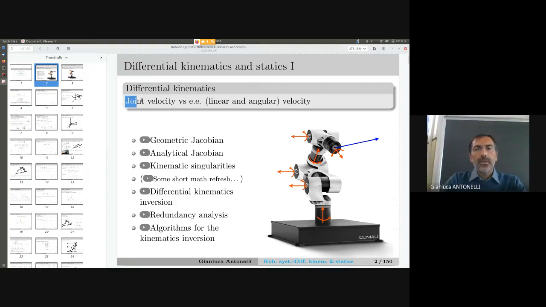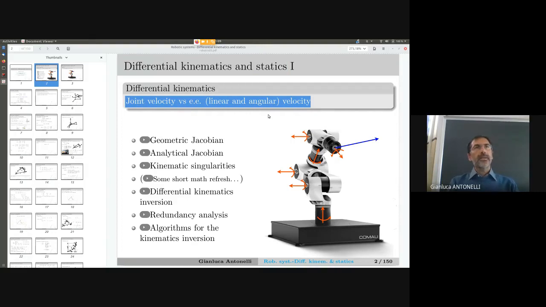But let us now focus on the differential kinematics that relates the way the joint velocities are mapped in a linear and angular end effector velocity. Basically, if this is a rotational joint, its velocity is basically rotation around its rotation axis. And you can notice that the linear and angular velocity of the end effector are clearly affected by this one. But now, linear and angular velocity should be thought in the Cartesian space.